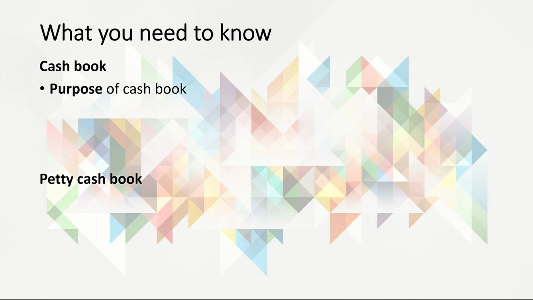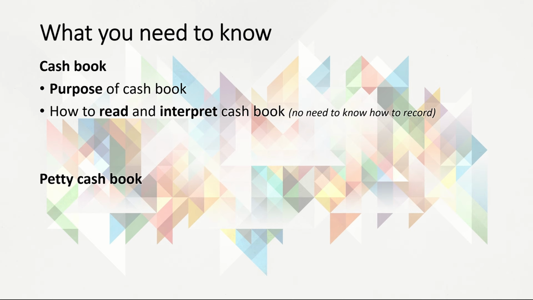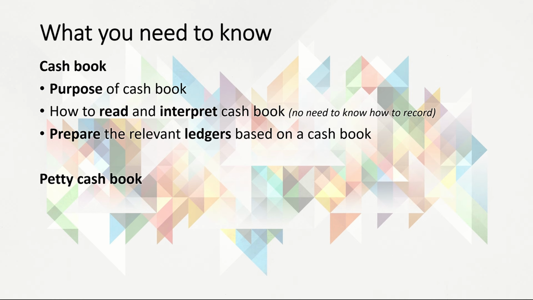Now, of course, the theory, you need to know what is the purpose of cash book, how to read and interpret the cash book. There's no need to know how to record. That's a 4N thing. 5N don't need to know how to record. Read and interpret is good enough. And then you need to prepare the relevant ledgers based on a cash book.